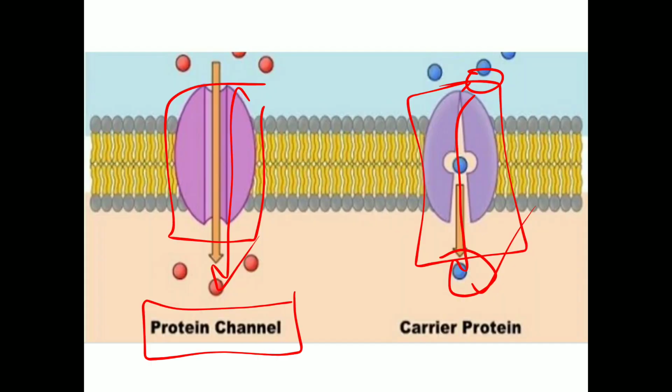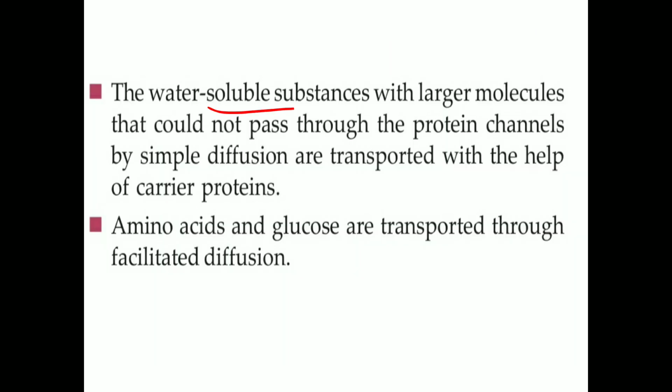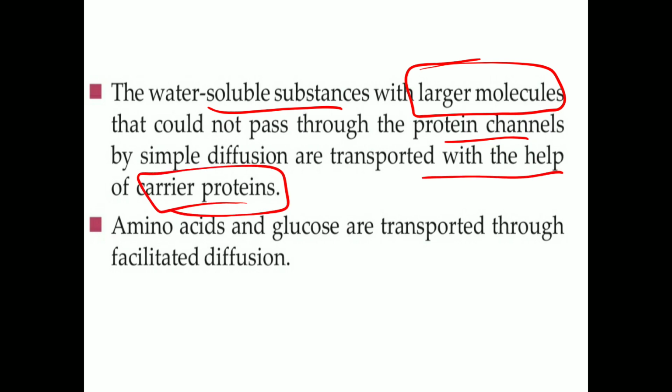So the water soluble substances, which are larger molecules that could not pass through the protein channels by simple diffusion, will be transported with the help of carrier proteins. The carrier protein will transport larger molecules from one side of the cell to the other side across the cell membrane. So here amino acids and glucose are transported through this type of diffusion, facilitated diffusion.